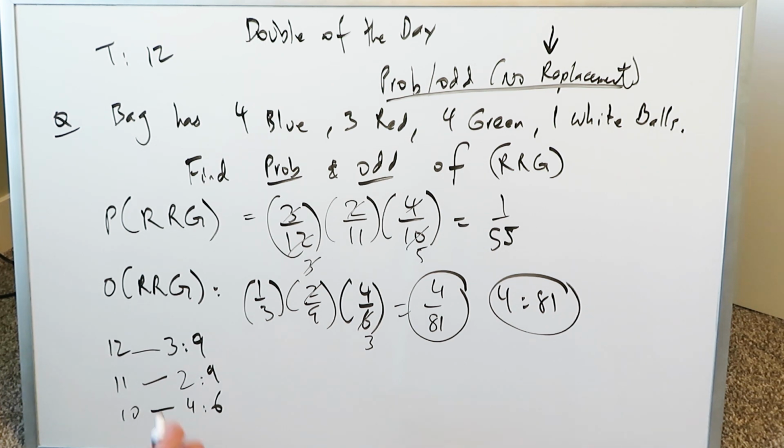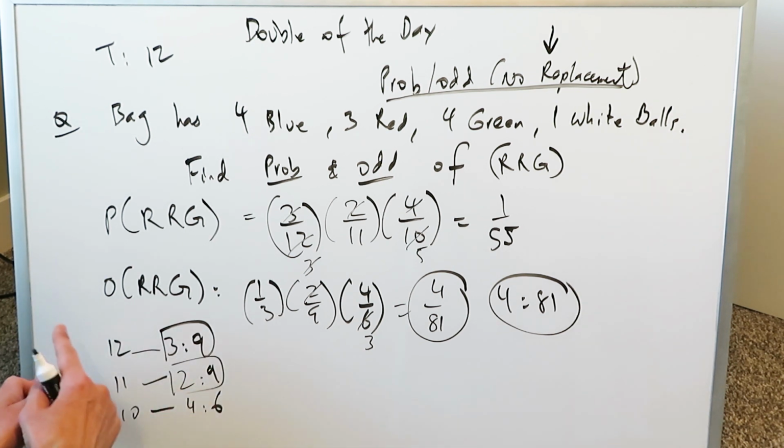Remember, odds are slightly different. The sum of these two should equal your total. In this one, it should equal 11 because you have one less ball. Here it should equal 10 because you have one less ball, because nothing is being replaced. So that's the gist of this question.